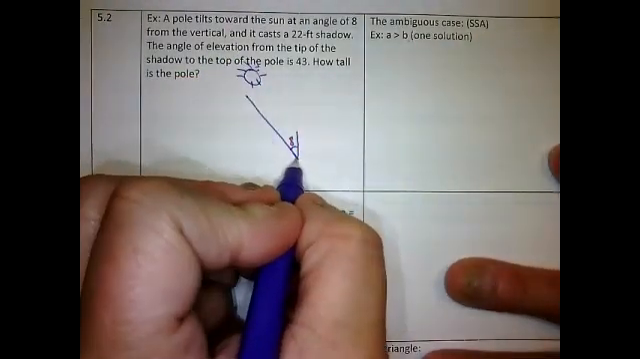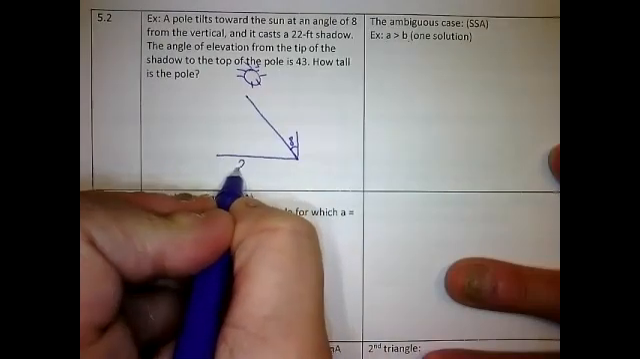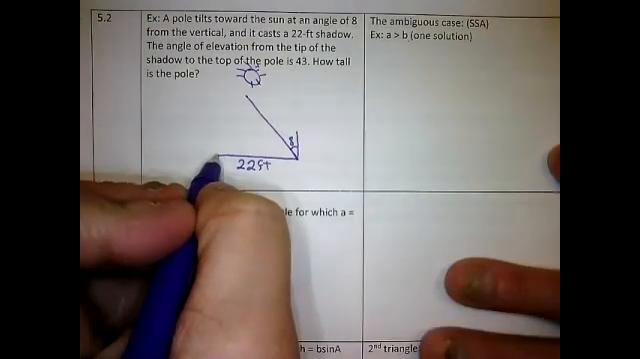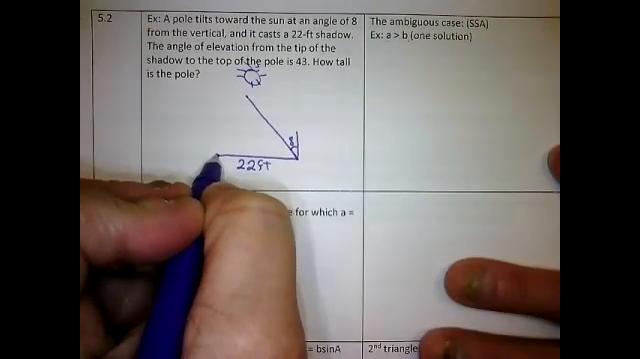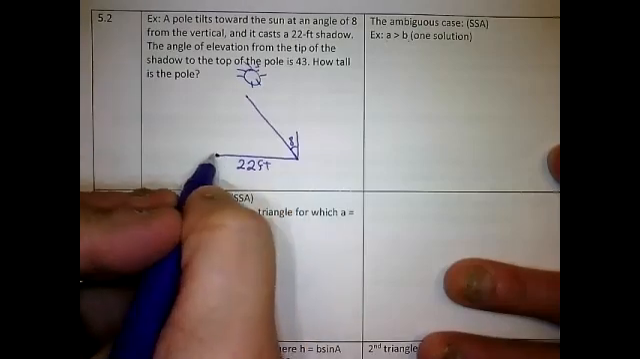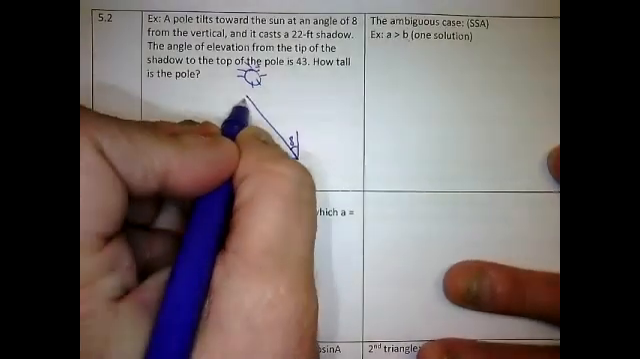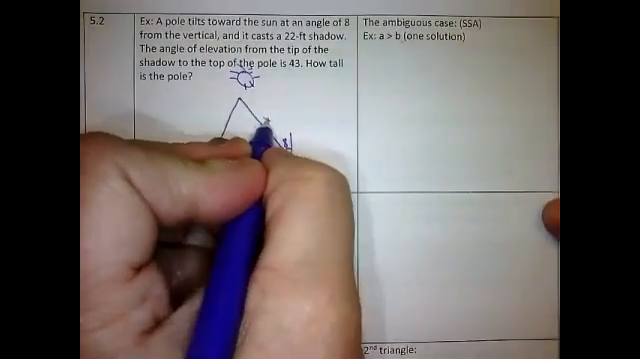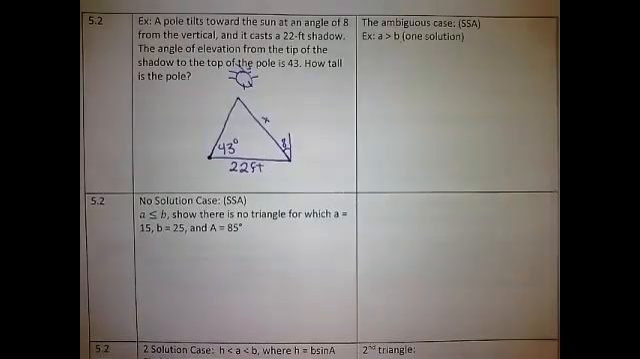It casts a 22-foot shadow. Okay, so this is 22 feet. And the angle of elevation, so remember, angle of elevation is from a horizontal looking up, and it says from the tip of my shadow to the top of the pole is 43 degrees. And we want to know how tall the pole is.